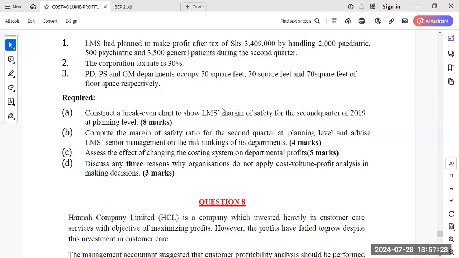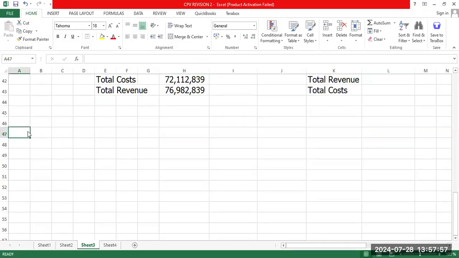Okay, so you will be having this. Then remember, you are working for only how many marks? 8 marks. Then part B, margin of safety, and you do ranking. So how do you get margin of safety?